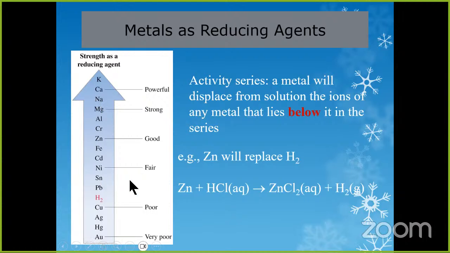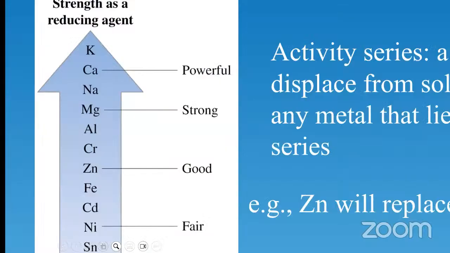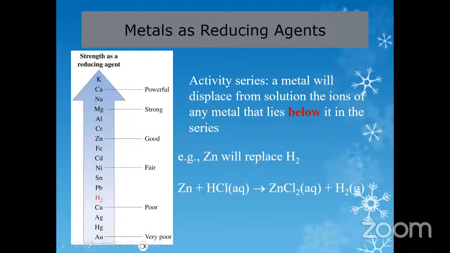So basically you can use this to help you make predictions as to whether or not a particular reaction will occur. Let me just give you one example, which you can use this series. You can use this series to predict that a particular reaction will not take place. And the example I'm going to use here is Cu plus HCl.